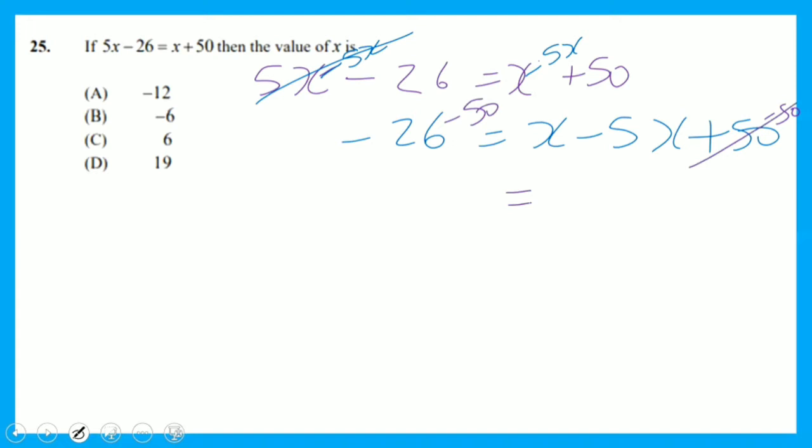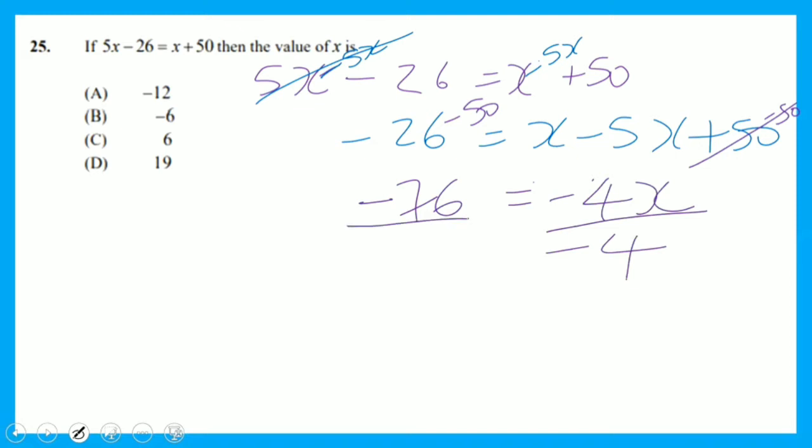Now we have negative 26 minus 50, which gives negative 76, and x minus 5x, which gives negative 4x. Ladies and gentlemen, I think you can see the light. Dividing both sides by negative 4, we still get the correct answer: x equals 19. This is also why we don't promote copying, because two persons can choose different methods, but you're both on the right track.